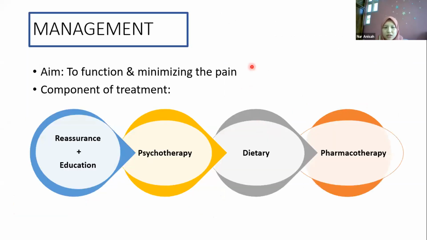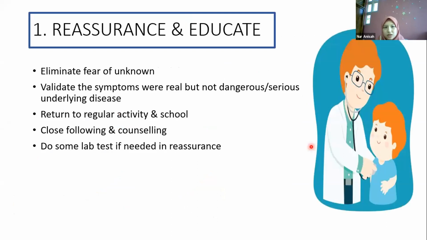And for the management, basically we aim for the child to function well and to minimize the pain. So there are 4 components for FAP. The first is reassurance plus education, second psychotherapy, third dietary, and last pharmacotherapy. Let's go to the first management, which is the most important component in FAP, reassurance and education. We have to eliminate the fear of the unknown in the parents by validating that the symptom of pain is real, but it's not related to any dangerous or serious underlying disease. And then we must have the child return to regular activity and school as soon as possible.